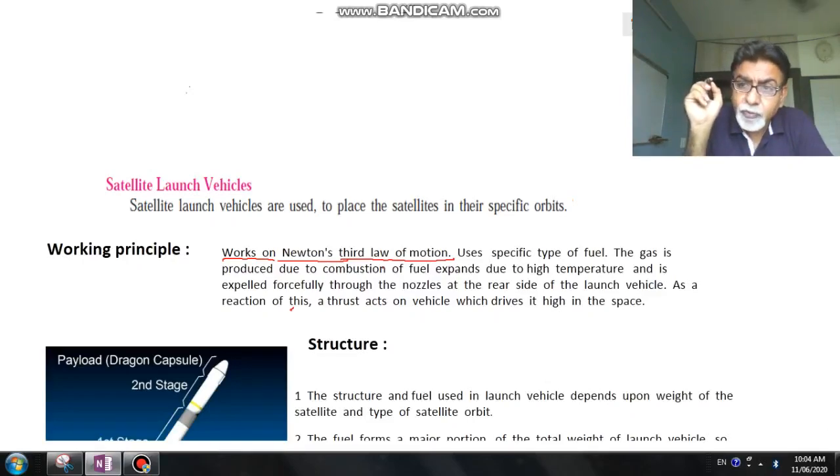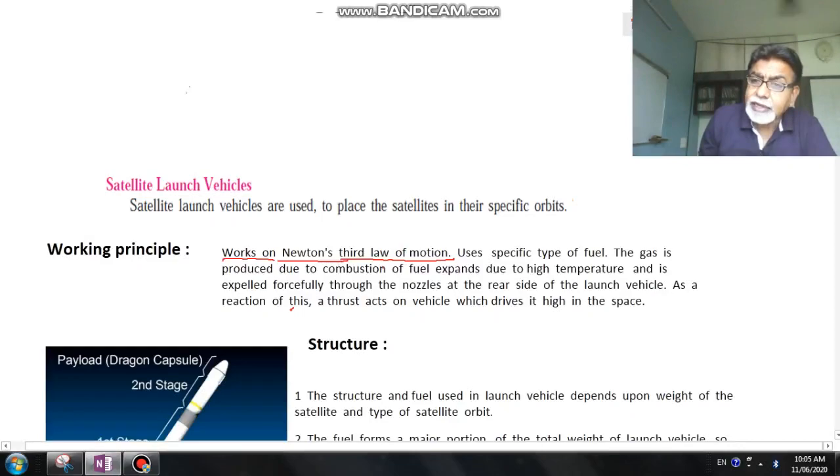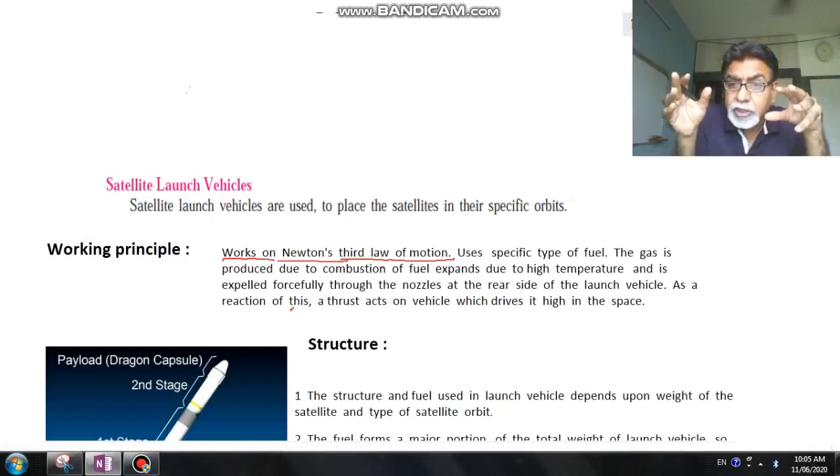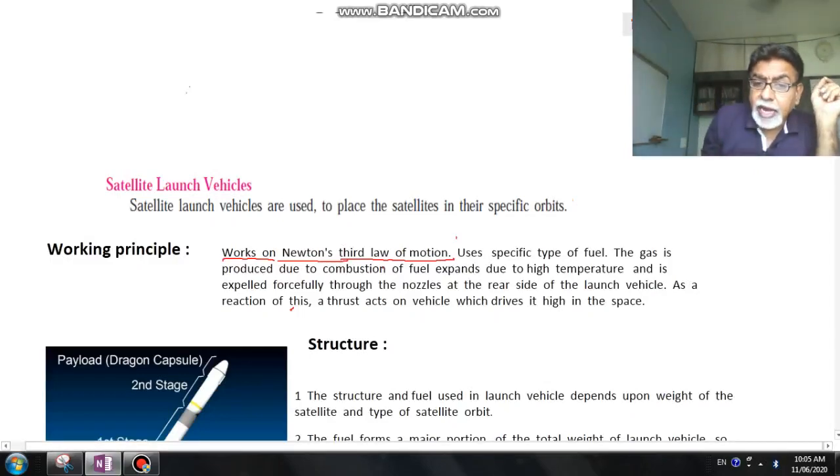For this purpose fuel is needed for the rocket, and specific fuel is used, particularly liquid oxygen and liquid hydrogen; some solid fuels are also used depending upon the rocket. This fuel is burned in the rocket, and because of the combustion, gas is produced, which expands due to the high temperature inside the rocket, and this gas is expelled forcefully with a huge force. It is expelled through the nozzles at the rear end of the launch vehicle.